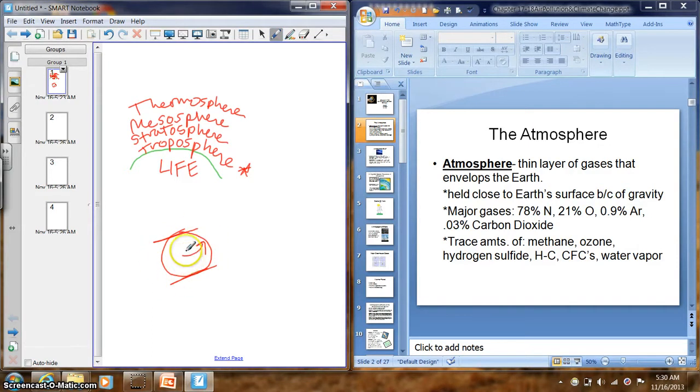The stratosphere is the next one up, and the stratosphere is the ozone layer. The ozone layer varies in altitude as well, but generally speaking, it is anywhere from 10 to 16 miles above the Earth. And the stratosphere's ozone layer that's there helps shield the Earth from harmful ultraviolet radiation.